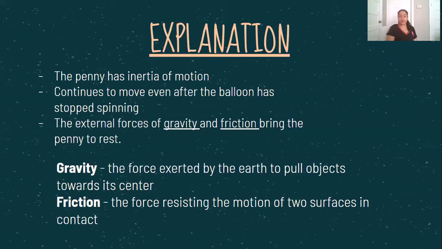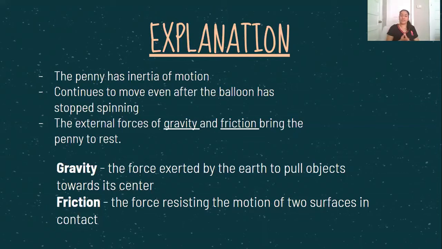So gravity, in a gist, is the force exerted by the Earth's center to pull objects towards its center. Gravity is the sole reason why we are able to walk on Earth without floating around, and gravity is also what pulls the penny down to the bottom. The other force which is slowing down the penny is friction.